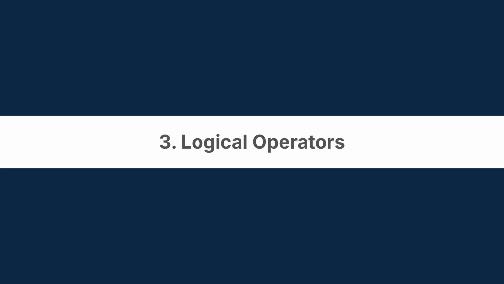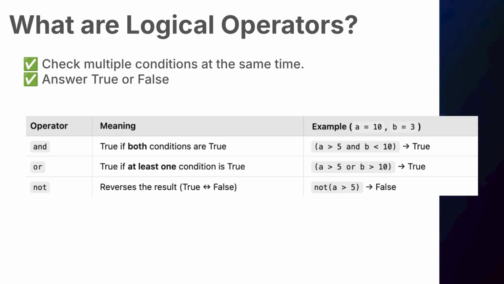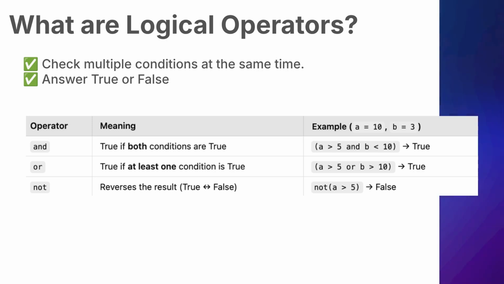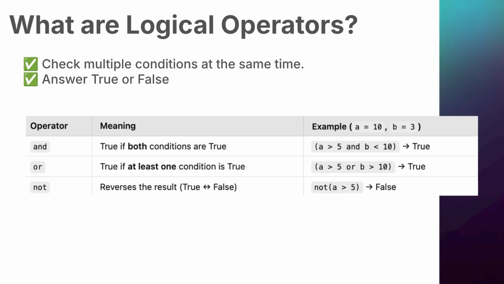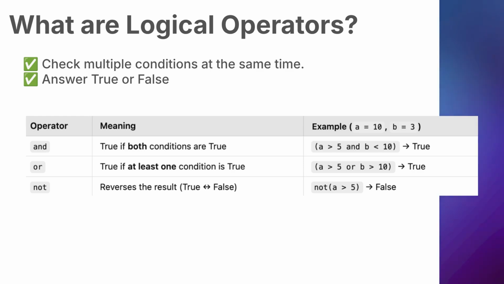3. Logical operators. What are logical operators? Logical operators help you check multiple conditions at the same time. They answer true if the condition is right, false if it's wrong. You'll use these in decision making, like should I go outside if it's sunny and warm? The list shows the basic logical operators. Let's keep using a equals 10 and b equals 3.